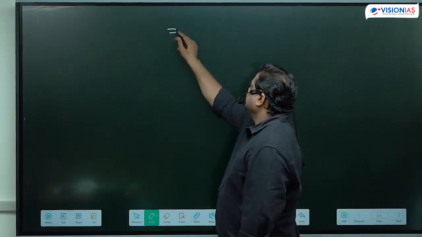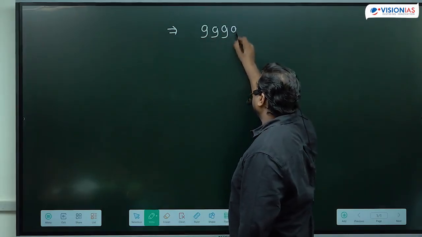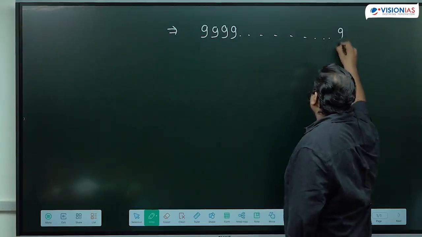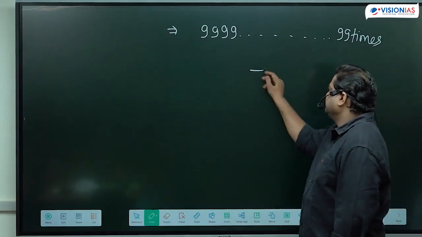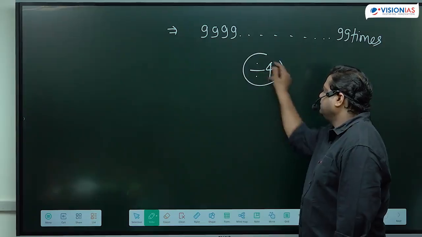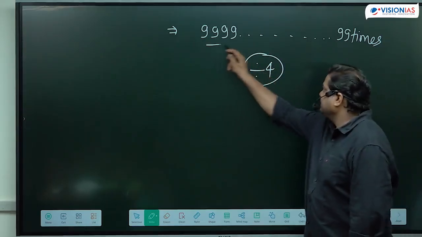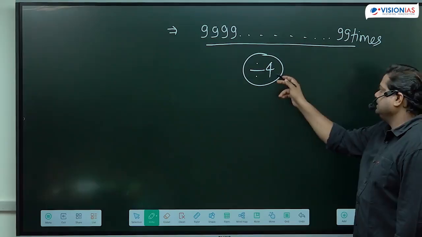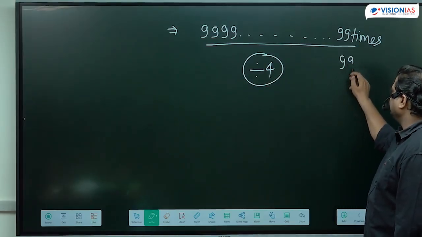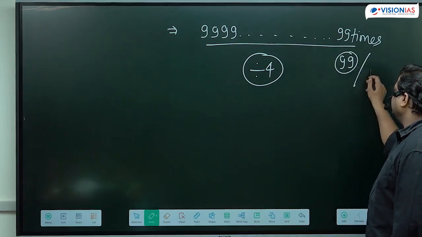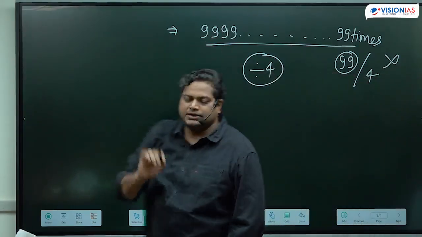If I write a number this way, 9, 9, 9, 9, 99 times, is this number divisible by 4? So we have a very big number. Divisibility rule of 4, if we apply, what is it? Last 2 digits will be 9, 9 only. We'll try to divide by 4. It is not divisible. We'll say that this number is also not divisible by 4.